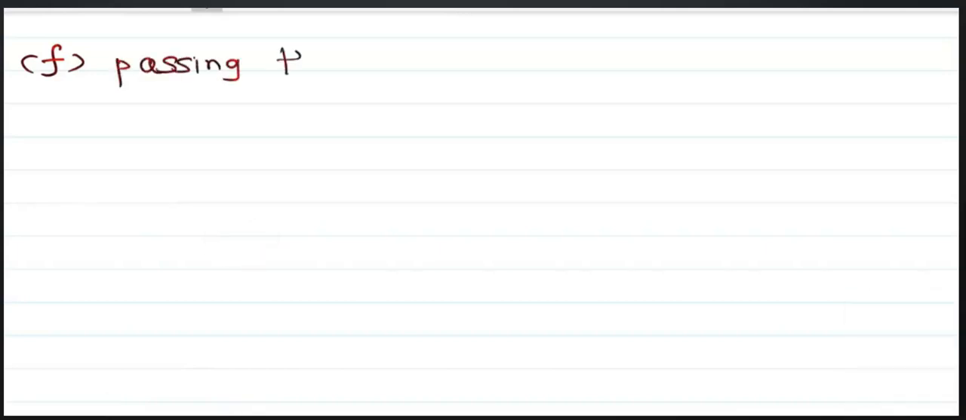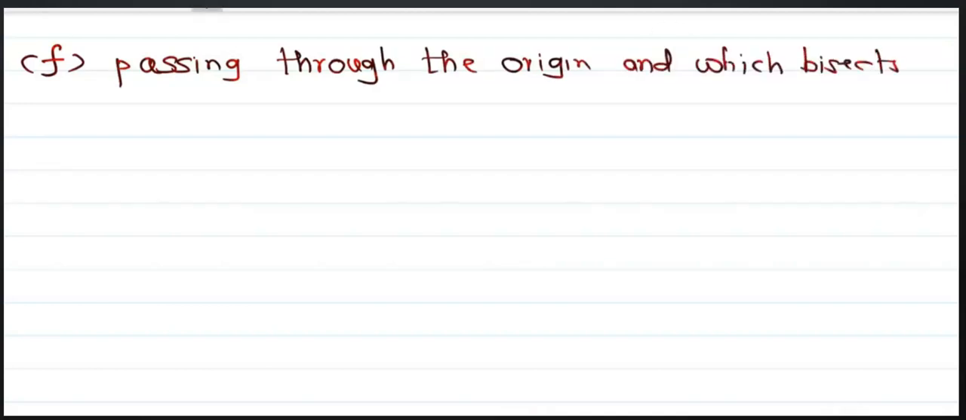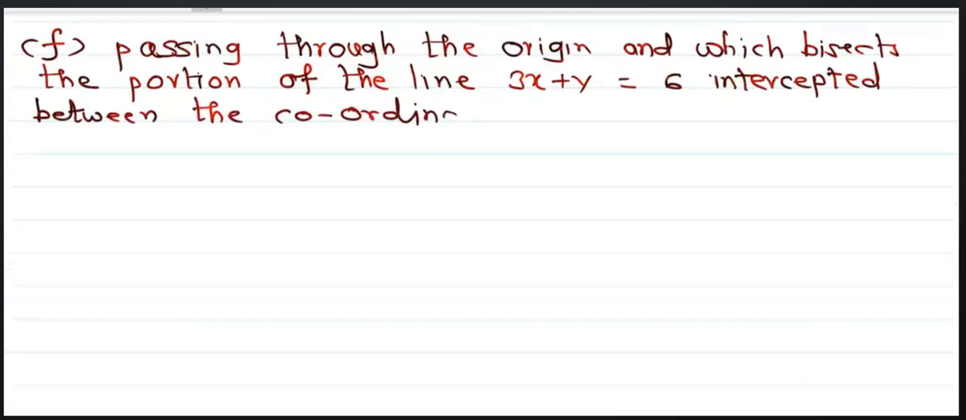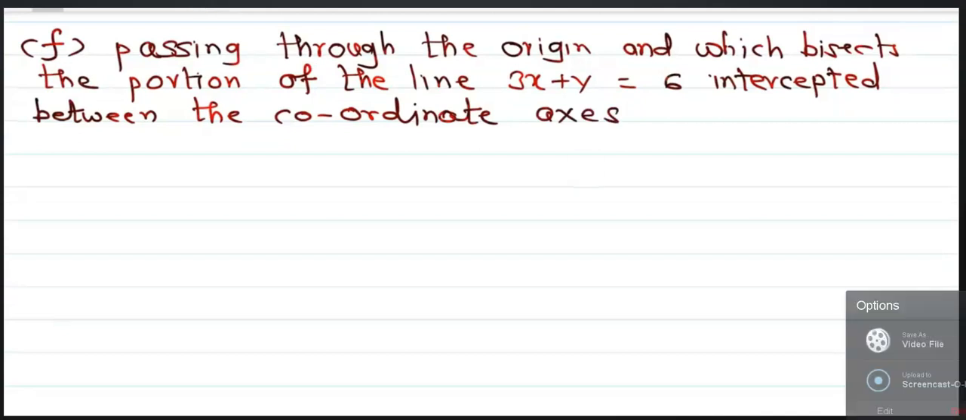Now the next is passing through the origin and which bisects the portion of the line 3x plus y is equal to 6 intercepted between the coordinate axes. Now when this line touches the x-axis, its y coordinate is 0. Therefore, the coordinates are 2, 0. And when it touches the y-axis, the x coordinate is 0, and the coordinates are 0, 6.